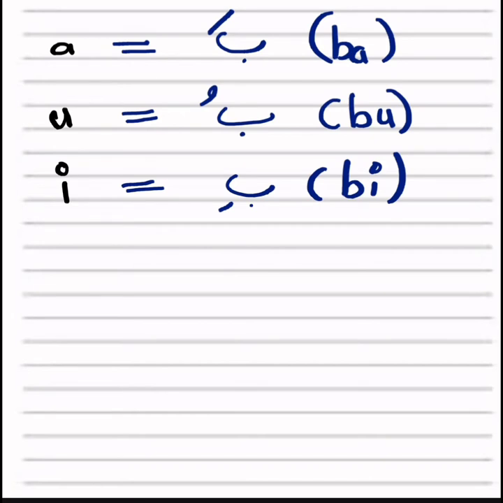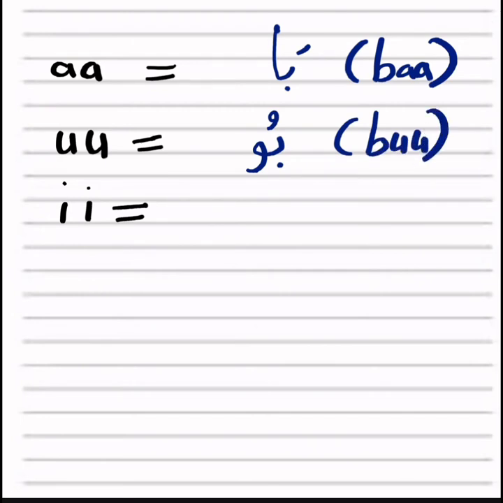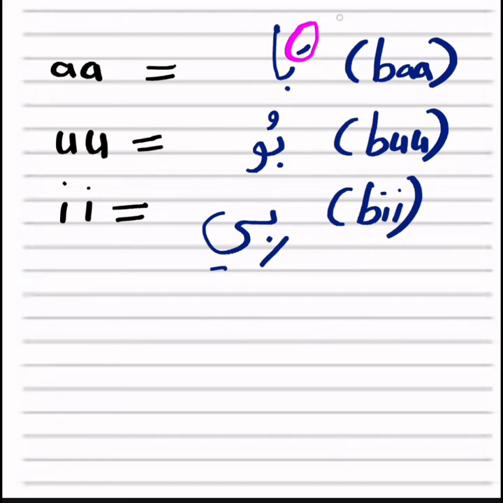The long vowels are the same as the short vowels, but they are pronounced as double. So for the a, the double a, it is pronounced as baa. You put a fatha on the ba and a madd alif, baa. And for the double u, buu, you attach a waw. And for the double i, bii. So baa, buu, bii.